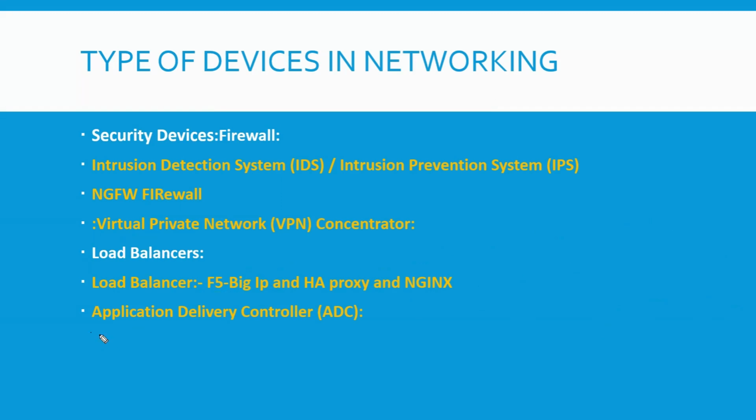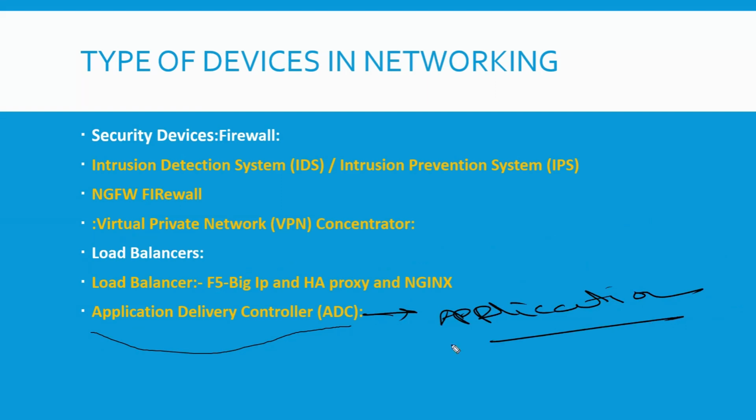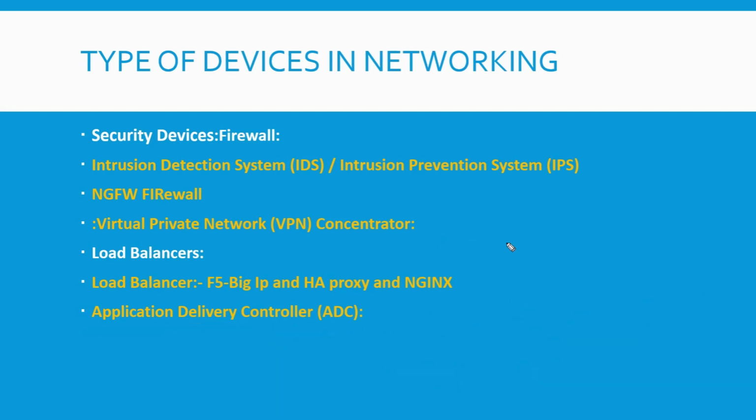Then we have application delivery controllers, which is for when you have an application where you need to know how the traffic is working and how it is being delivered from the application to the user. These devices do that, but you will not see them very often. They are used by bigger companies at bigger scale. We will discuss that later, but this is another device in the load balancer category.